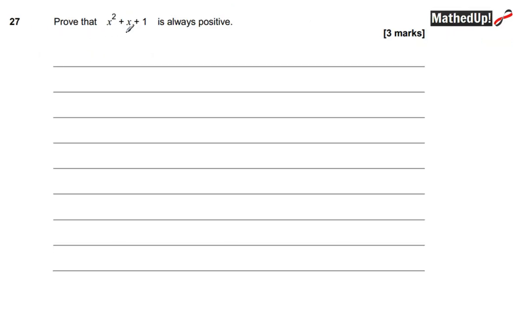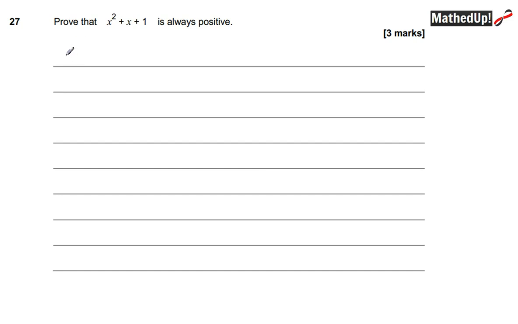Question 27. We need to prove that x squared plus x plus 1 is always positive. Now there's a few ways we can go about doing this proof. What I'm going to do is I'm going to prove it by completing the square. So I'm going to complete the square on this expression first of all.